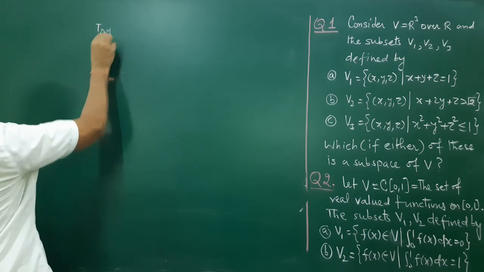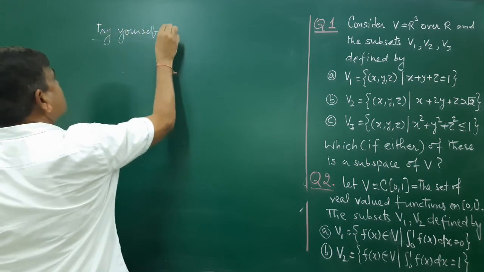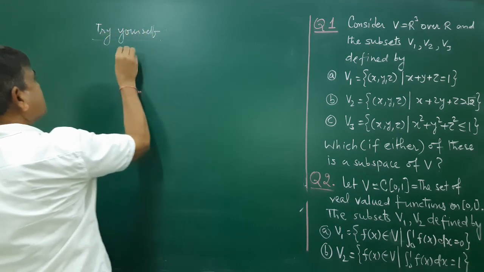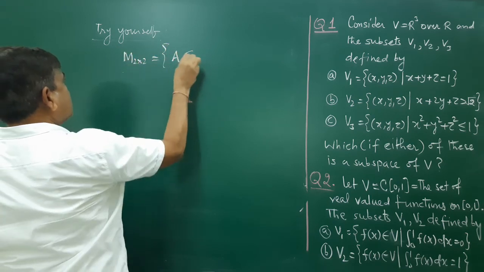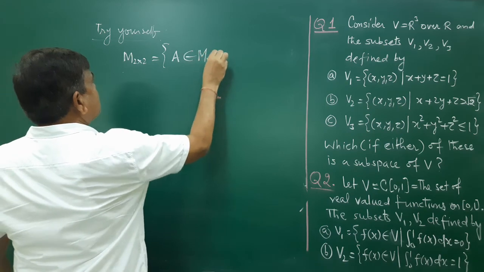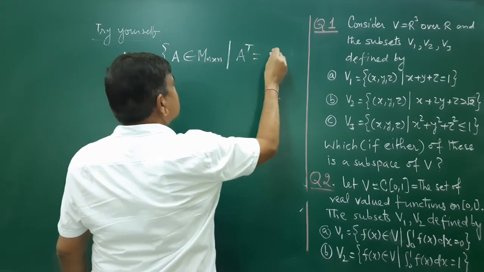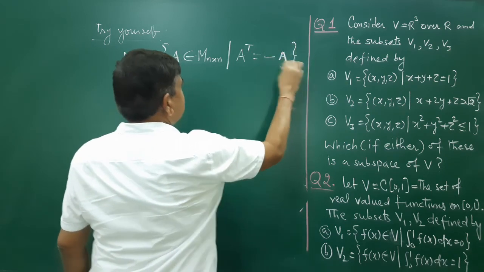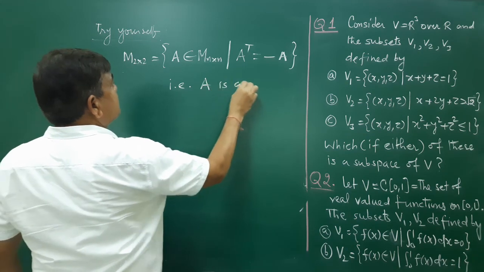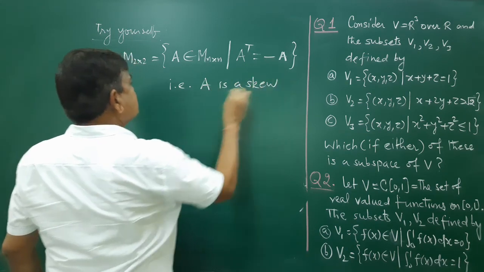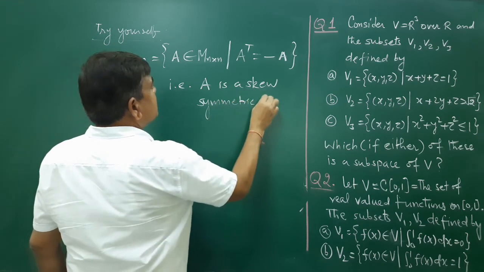You try yourself. And 2 by 2 A belongs to n by n such that transpose of A is minus A. That means A is a skew symmetric matrix.